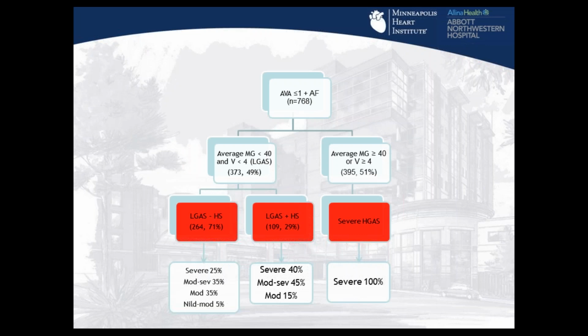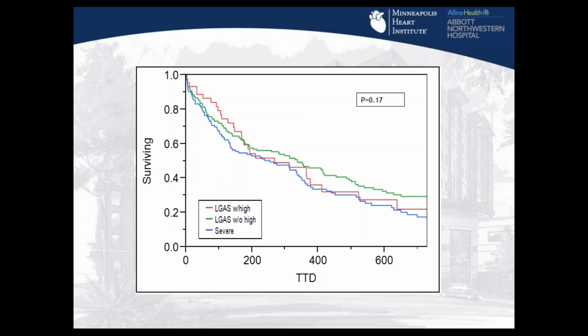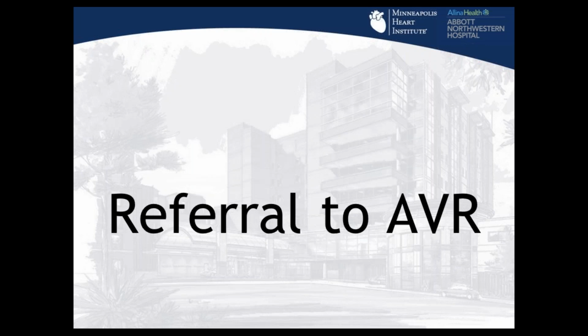Then we looked at the subgroups. Does it matter if you have a high gradient on your echo or not? And how does that compare to severe AS patients who generated a high gradient? Pretty much everybody was the same. All these curves are essentially superimposed. There was no difference at all, suggesting that all these patients had the same outcome, whether they generated a high gradient or did not.